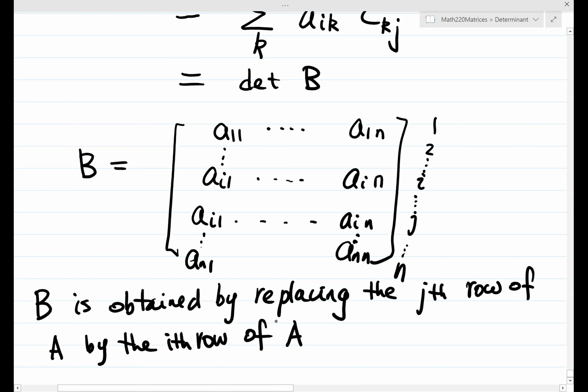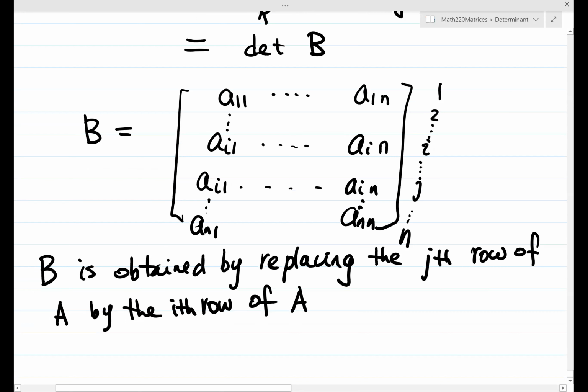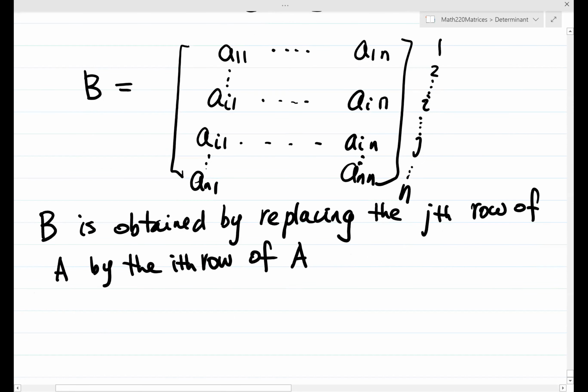Now here, first of all, we claim determinant B is 0. Okay, why? Why should this determinant B be 0? There are two reasons. First of all, we have two row vectors that are identical, which means they cannot span Rn. The volume should be 0. So this is one geometric reason why determinant B should vanish.